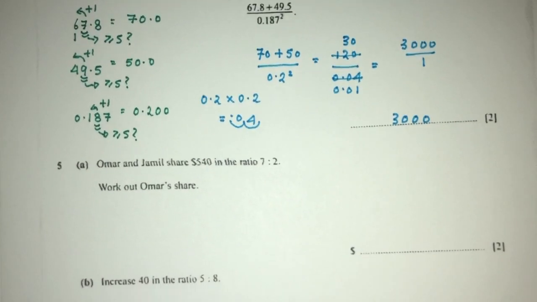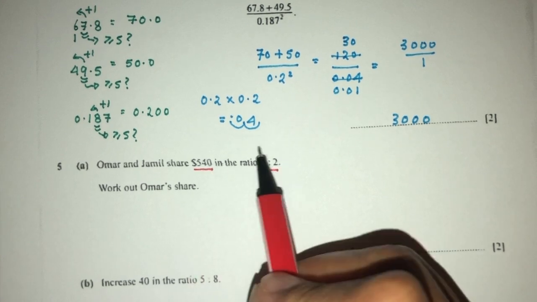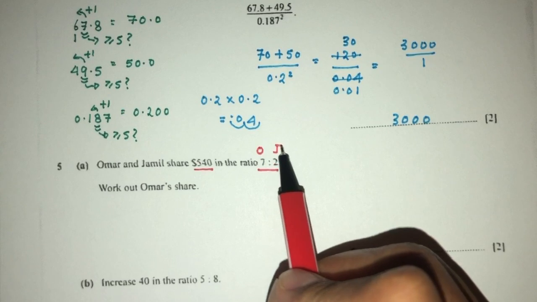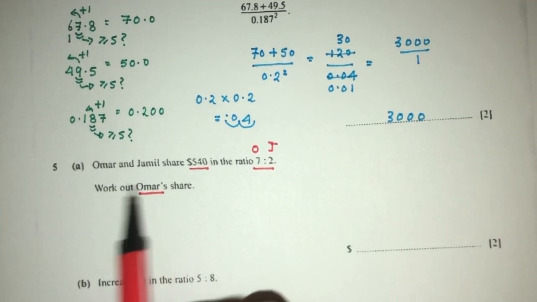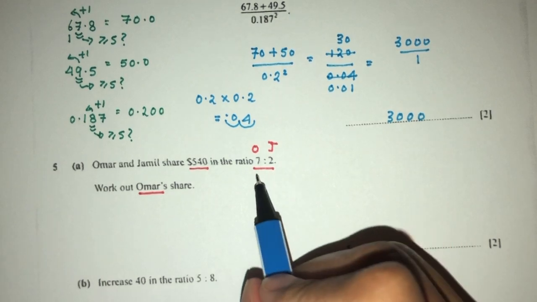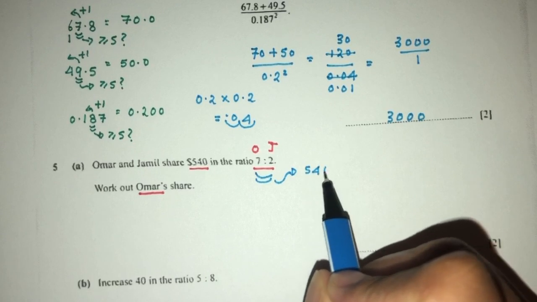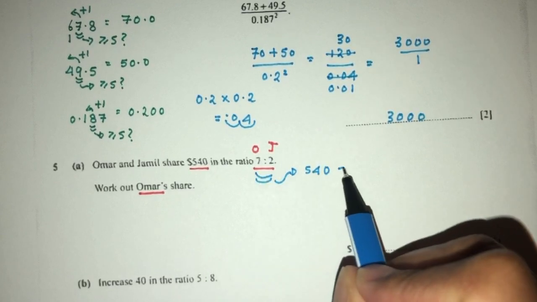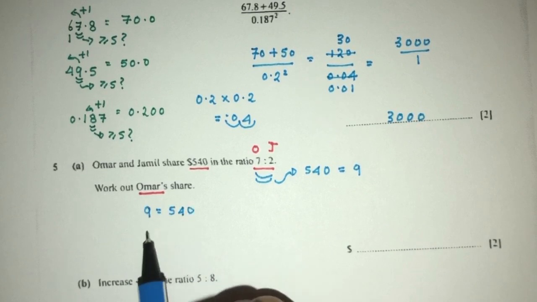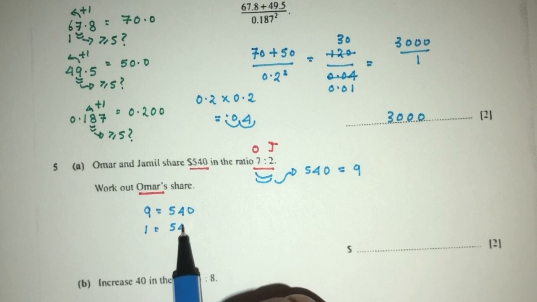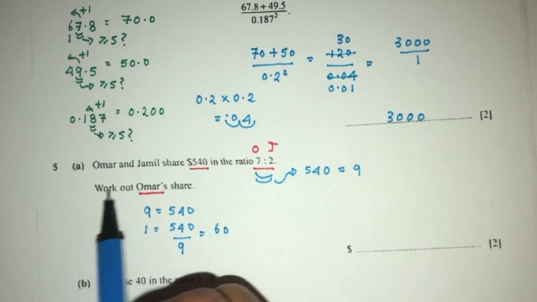Now for part 5, Omar and Jamil share 540 in the ratio of this. This is Omar and Jamil. Okay, so we have to find what is Omar's share. Pretty easy, because we know that in total, together, it will be 540. Together is 7 plus 2 is 9. So we know that 9 represents 540. How much does 1 represent? It will be 540 divided by 9, which is how much? 60.